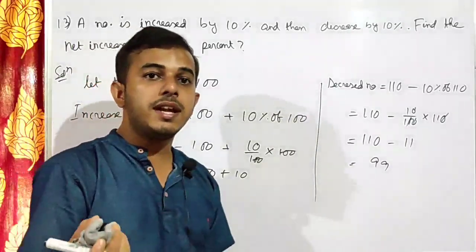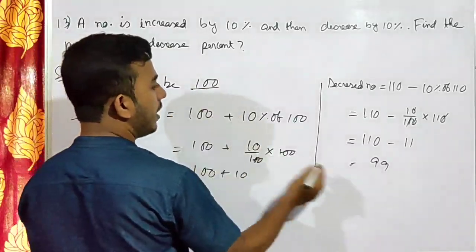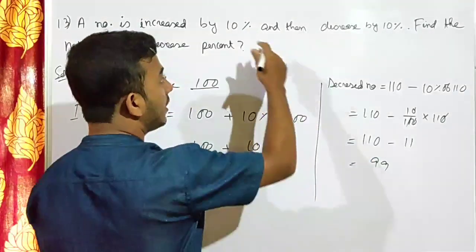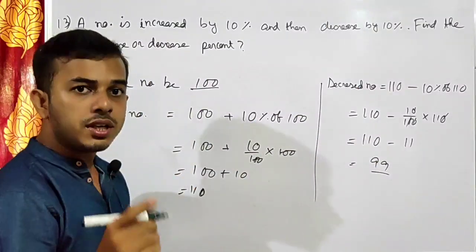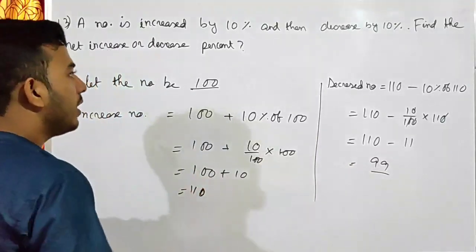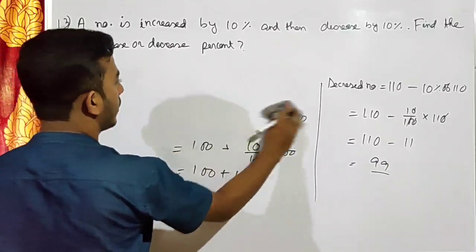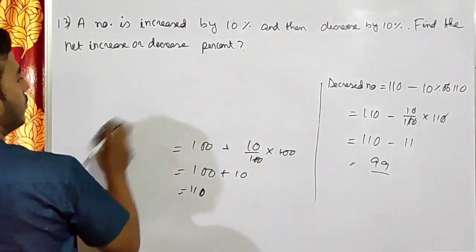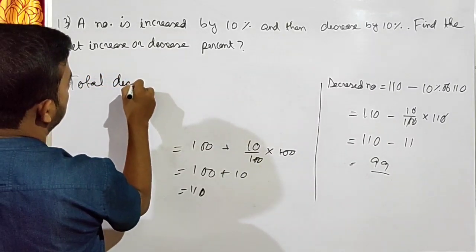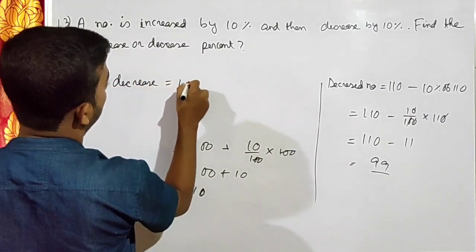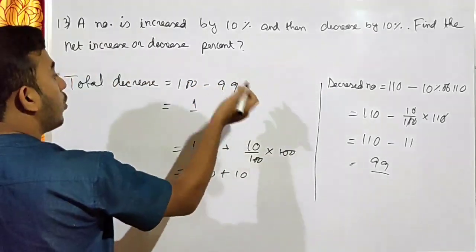Okay, so what is the net increase or decrease? Our original number was how much? 100, and the number we got after increasing 10% and then decreasing 10% is how much? 99. So it increased or decreased? It decreased, isn't it? So we write total decrease will be 100 minus 99. 100 minus 99 is how much? 1, isn't it?